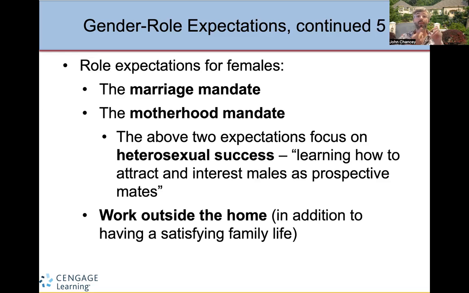Expectations for females. There's a sort of marriage mandate, like in order to be the best version of yourself, you need to marry, get with someone else, get with a partner. There's also a motherhood mandate. Being female means having children. Within that lens, these expectations very much are focused on heterosexual success. This may not be the case for non-heterosexual relationships. Also, there's an expectation of working outside of the home. In some instances, this is encouraged. In other cases, maybe it's not, in terms of what role family life plays in all of this.